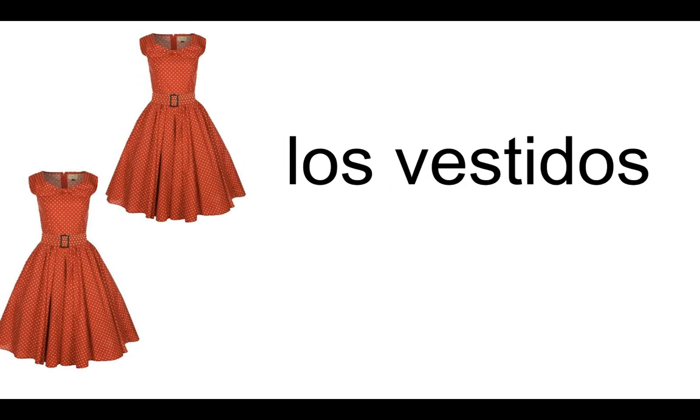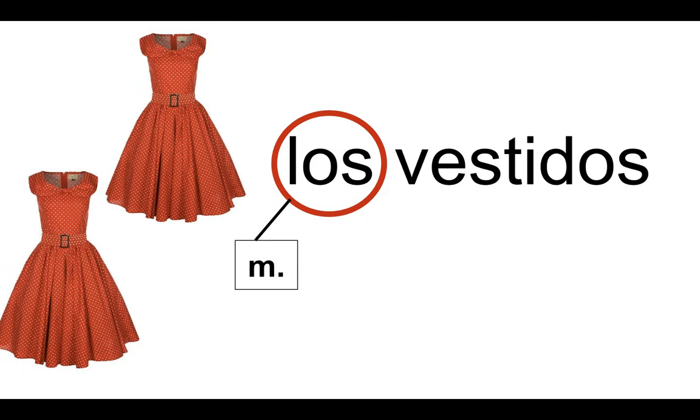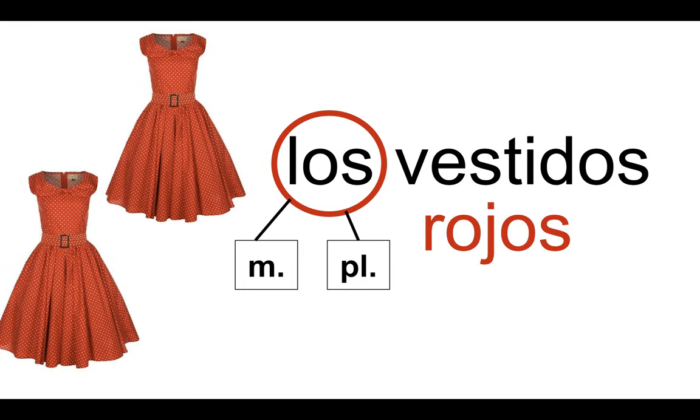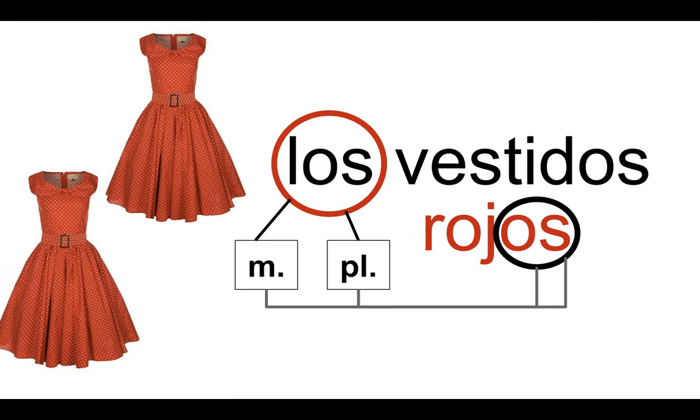If there were two red dresses, the word red would have to be plural because you have more than one dress. "Los" tells you that the word "vestidos" is masculine and plural, which tells you the word red must be masculine and plural as well. Then you have adjective-noun agreement. "Los vestidos rojos." Let's look at another example.